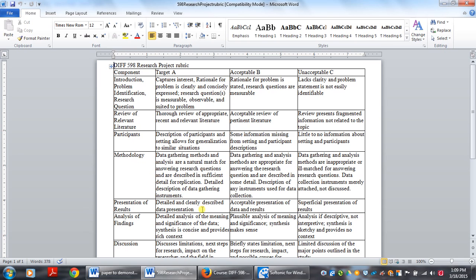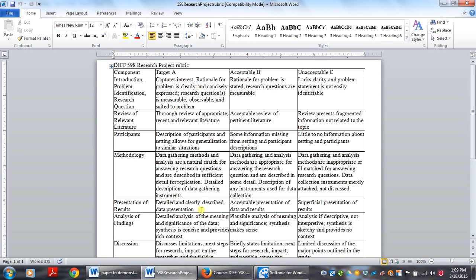Your presentation of your results and an analysis of findings, sometimes those things go in the same general section. It depends on what your research is like. If you're doing qualitative research, so if you're doing interviews or observations, your presentation of your results and your analysis of your findings are probably going to be in the same section. You're not going to present your data separately and then talk about it and analyze it.